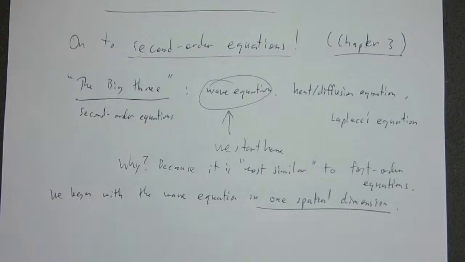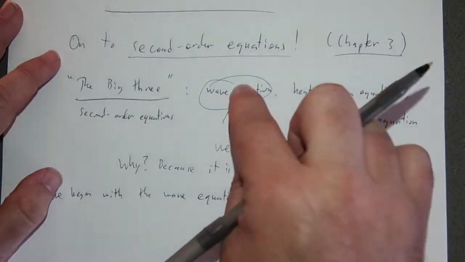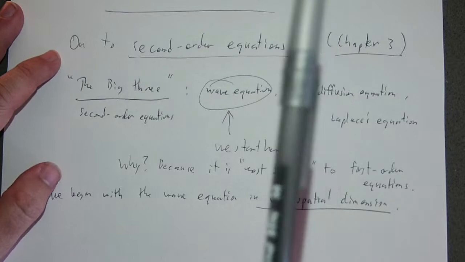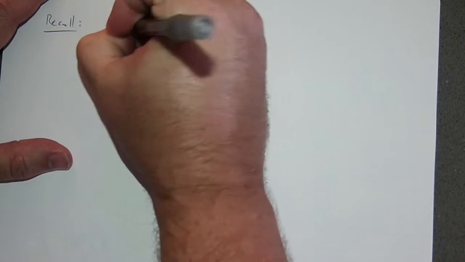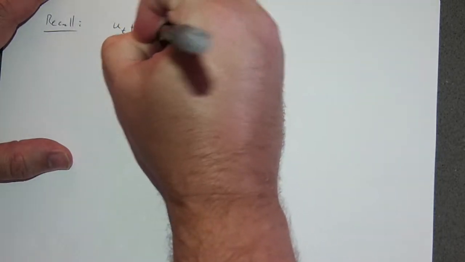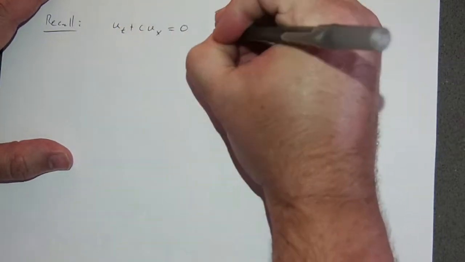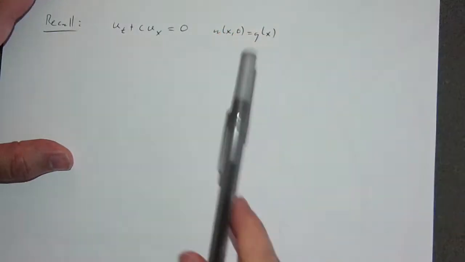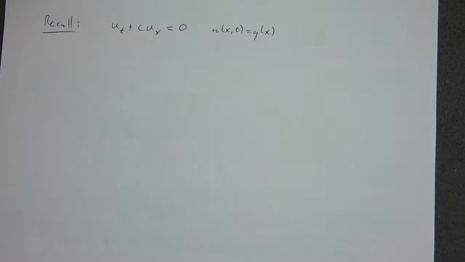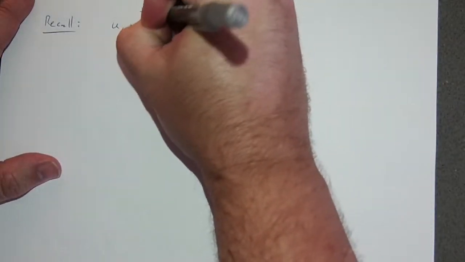Now you might ask yourself, but wait, didn't we already have first order equations that modeled that very thing, right? So recall, we had the first order equation that looked like this, right? That had some initial signal or some initial disturbance in this way. This is our transport equation.